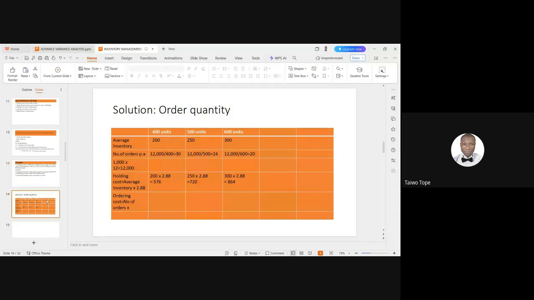So now, when it is 400 units, the number of orders is 30. 30 multiplied by 30 is 900.